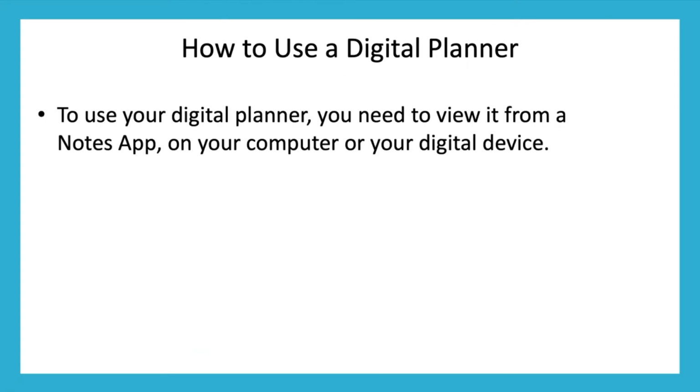So how do you use a digital planner? Well, first of all, you need to view it from a Notes app. You can just open it up on your computer as you would a PDF, and you can click on it. Typically, when you open up a PDF, it'll still be clickable, so you can click through all of the different tabs, but it's not so easy to write on a PDF. I mean, you may have that ability, but it's not going to sync across all your devices. You want to get it into some kind of app.